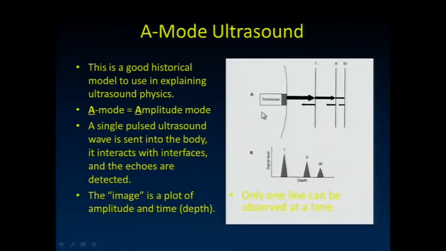We'll talk a little bit about the mode of transmission of ultrasound. A-mode ultrasound is a good historical model in explaining some of the ultrasound physics. It's referred to as amplitude mode. We send out a single pulse of ultrasound into the body, it interacts with those interfaces, and the echoes are detected. The image is just a plot of the amplitude of the detected signals as a function of time. So something like this, right?